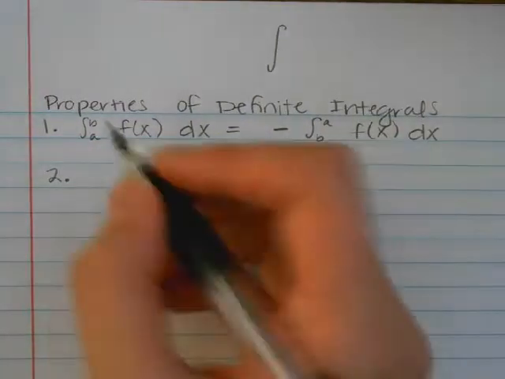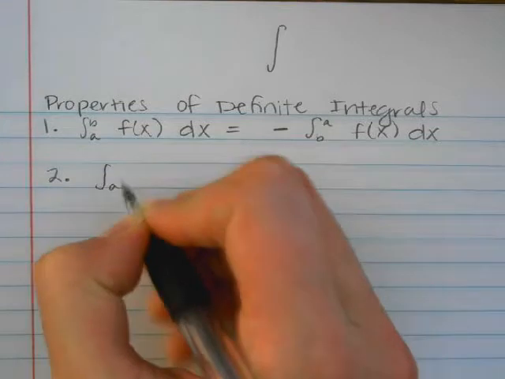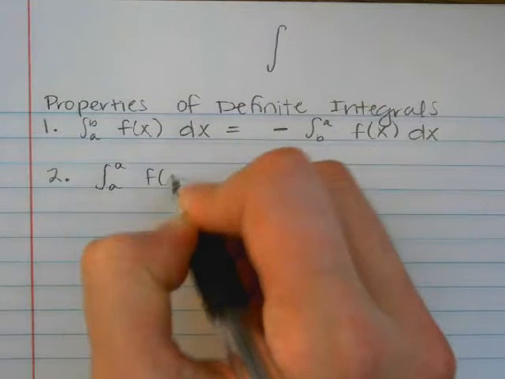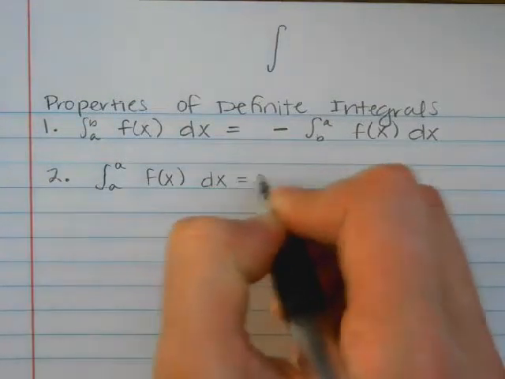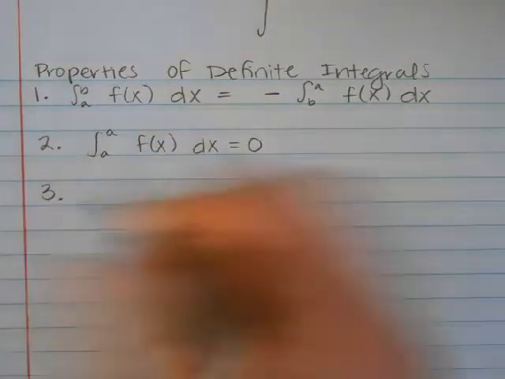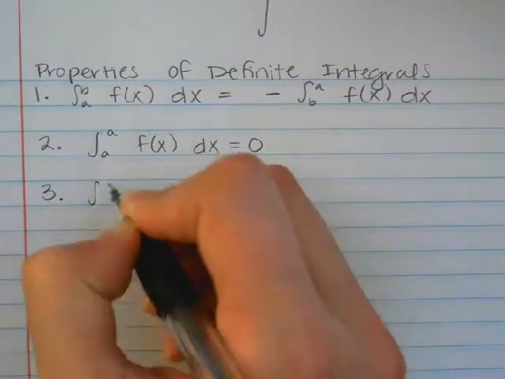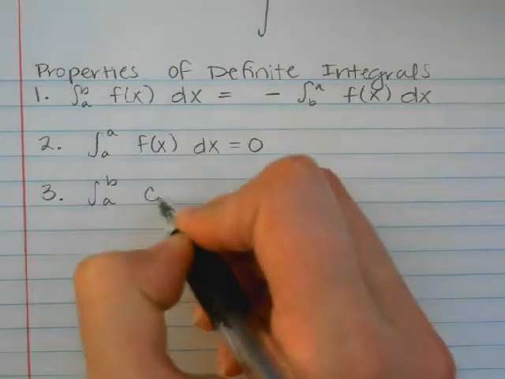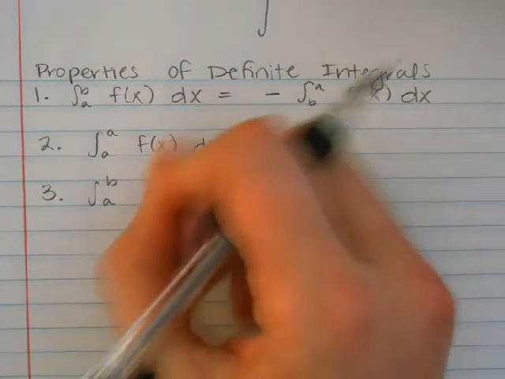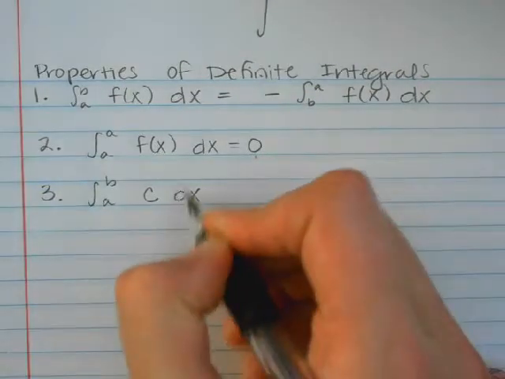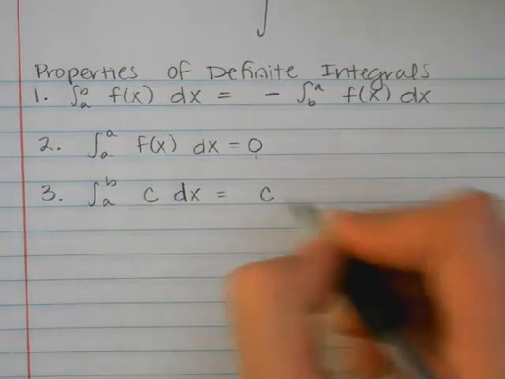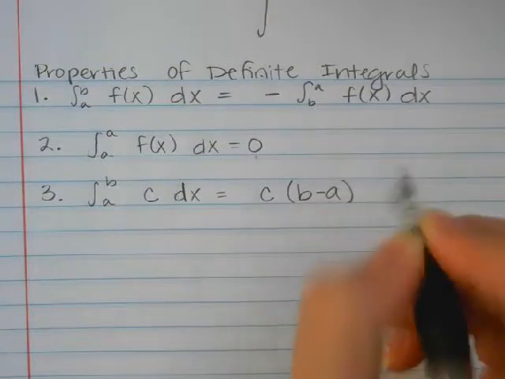All right, number 2. If I evaluate an integral from a to a, that's just going to equal 0. I did not mean to write f of x. If you integrate a constant, so it's not a function, we're integrating just a number, then that's going to be the constant multiplied by b minus a.